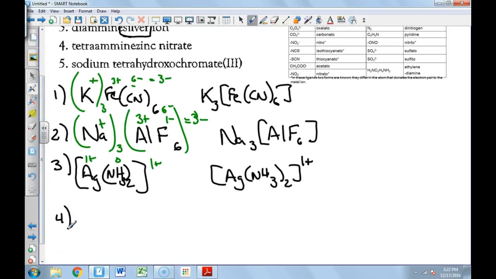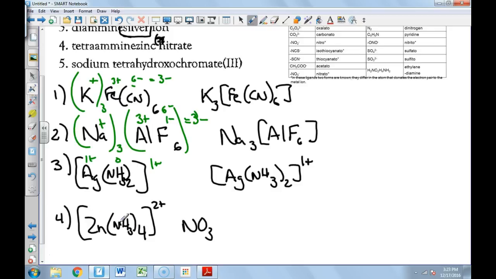Okay, tetraamine zinc nitrate. Okay, so we'll go backwards. This is read forwards, we're going to write it backwards. So tetraamine, NH3, zinc, Zn, and then nitrate, NO3. Now, notice again, there's no number in parentheses here. That's because, like silver's always a +1, zinc is always a +2. So now this means that this guy here is a 2 plus charge.